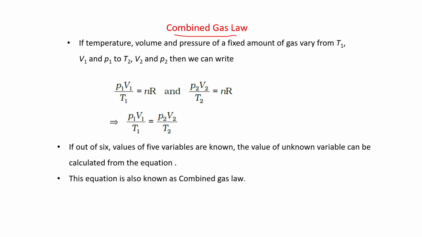Now, the combined gas law. If the temperature, volume and pressure of a fixed amount of gas vary from T1, V1, P1 to T2, V2 and P2, then we can write P1 V1 divided by T1 is equal to nR as per the ideal gas equation. In the same case, we can also write P2 V2 divided by T2 is equal to nR, and both these terms are equal. That's why we can write P1 V1 divided by T1 is equal to P2 V2 divided by T2.